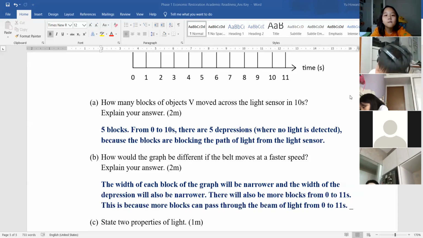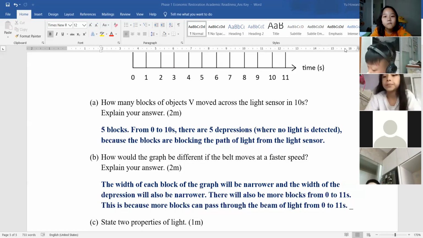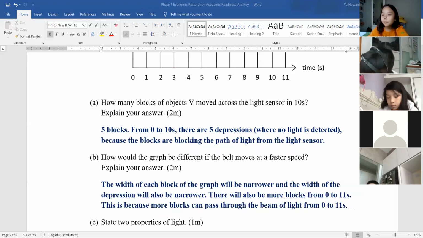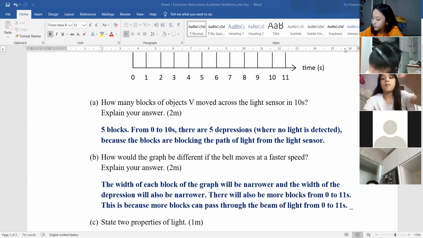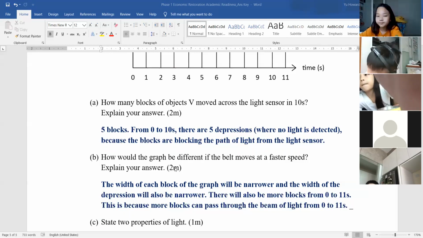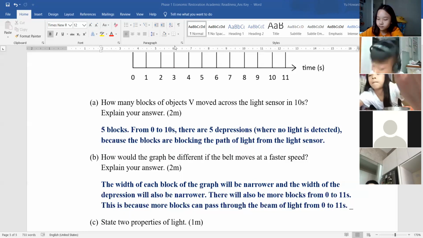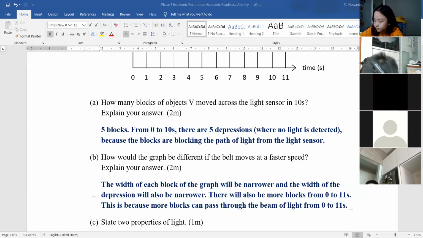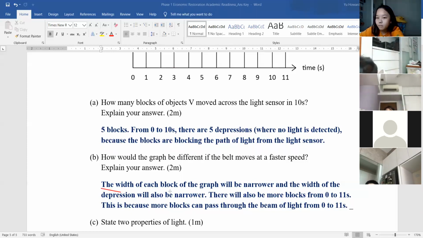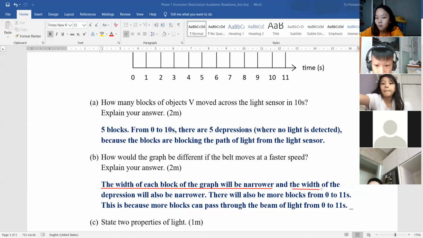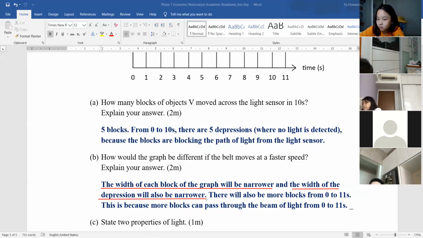This is because more blocks can pass through the beam of light from 0 to 11 seconds. Yes, thank you. So all of you understand this one? Answer, right? Understand, right? So I really show you visually how it looks like. So now it's like you transfer what you see visually into the written answer here. So firstly, let me highlight to you. You must mention that the width of the block is narrower, okay? And also the width of the depression. The width of depression means the part that sinks down, okay? The depression will also be narrower. So these two parts, this is the observation.